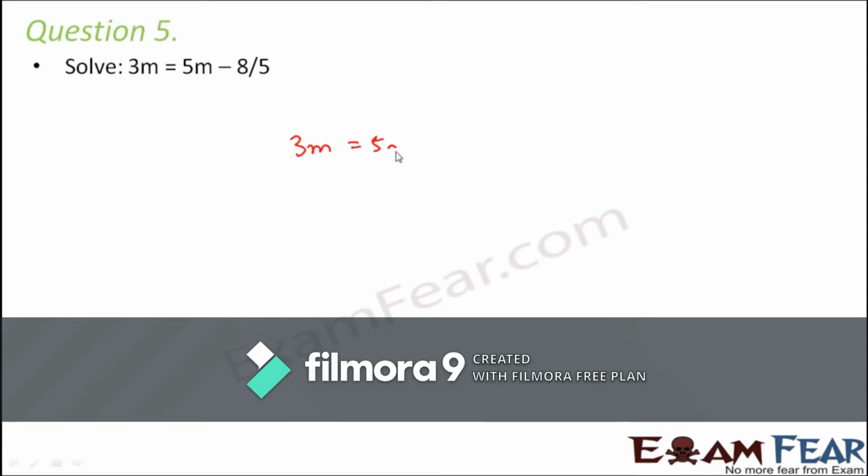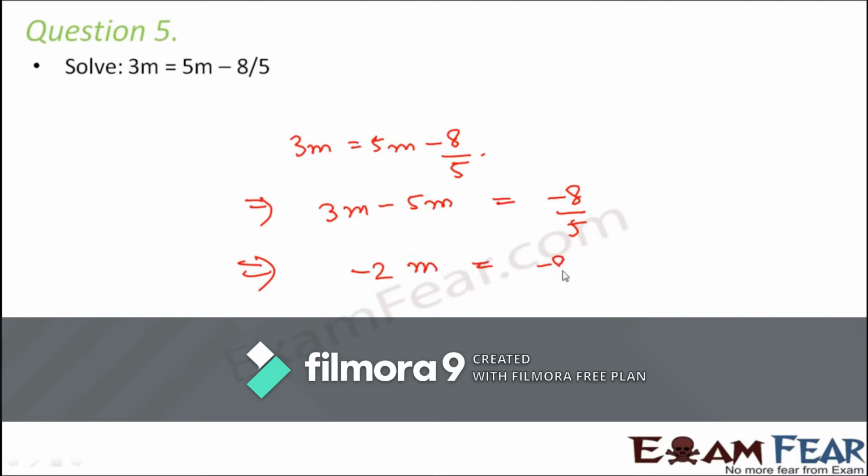Question number 5. 3m = 5m - 8/5. So here again we bring all the m's on the left hand side. So this is what we get. Now 3m - 5m would be -2m = -8/5, or m would be equal to -8/5 × 1/(-2). So 2 4s are 8. This minus and minus will also get cancelled. Therefore, m = 4/5 is a solution for this equation.